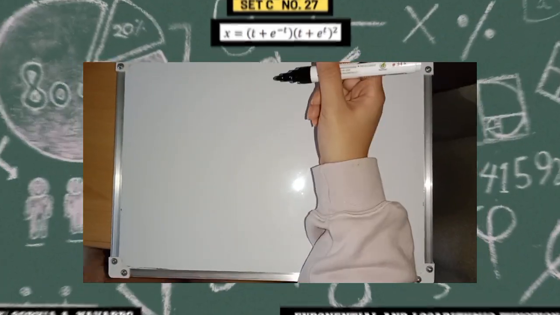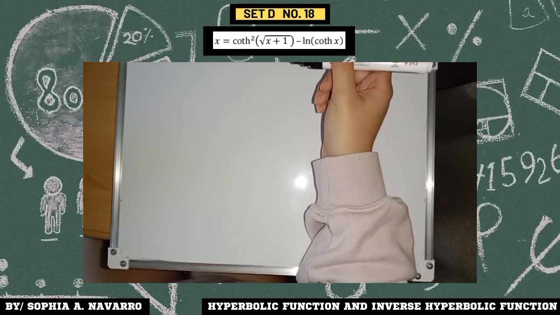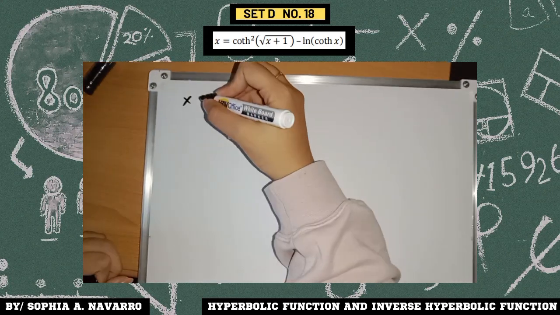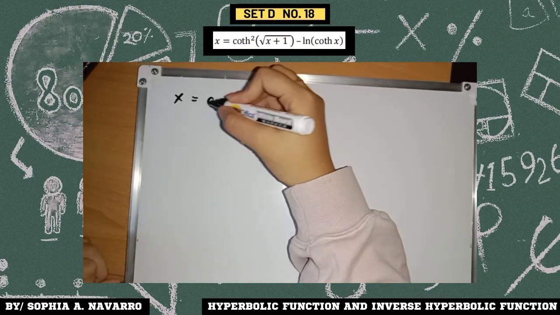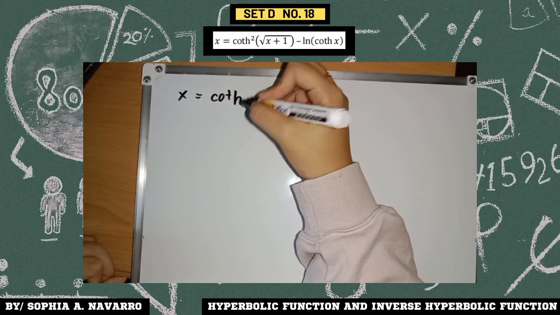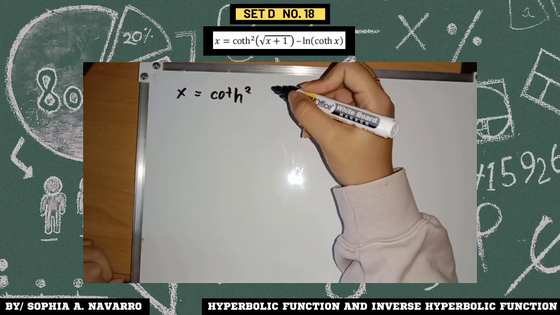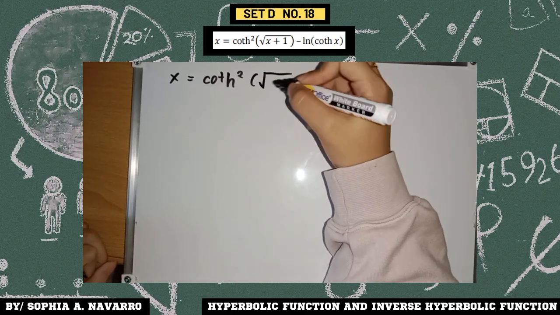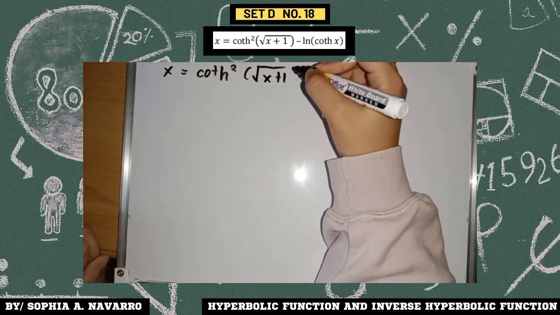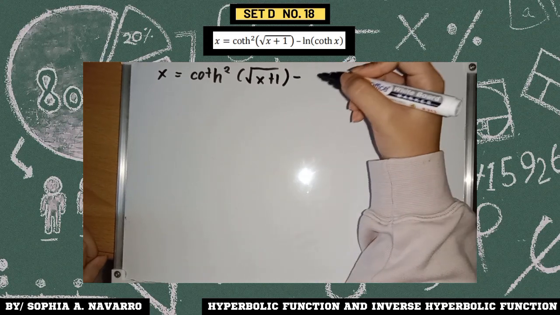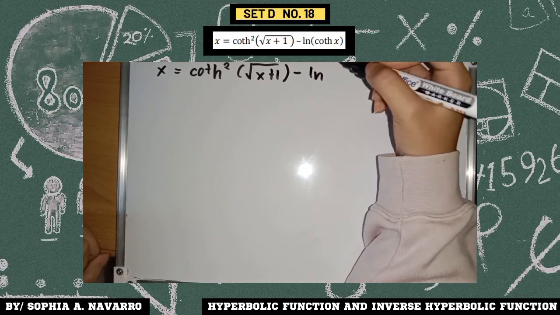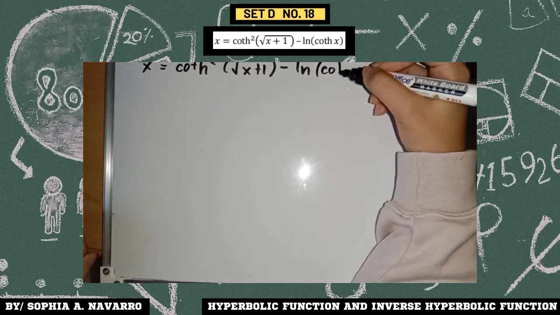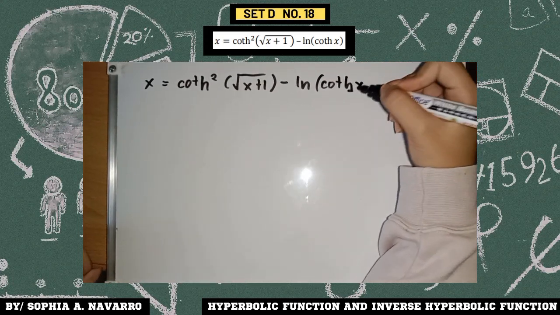Let's solve for my set D, which is the hyperbolic function and inverse hyperbolic function. And here is the given. X is equal to coth squared of the square root of x plus 1, minus ln of coth x.